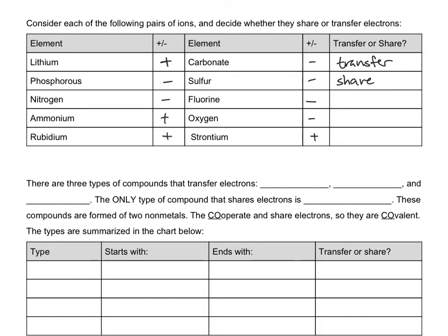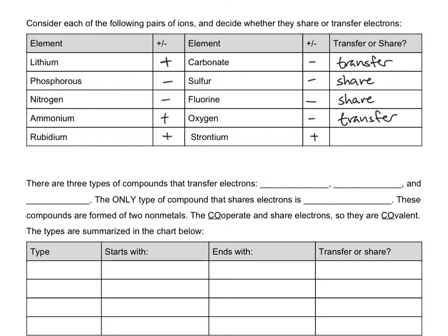Next, with nitrogen and fluorine, again, they're both negative, both trying to steal, so they're going to have to share. Down here with ammonium and oxygen. Ammonium is a positive ion, and that one's polyatomic, so you'd have to go look it up on the chart. It's positive, it's trying to give away electrons, and oxygen's negative, it's trying to take electrons. So they're going to transfer.